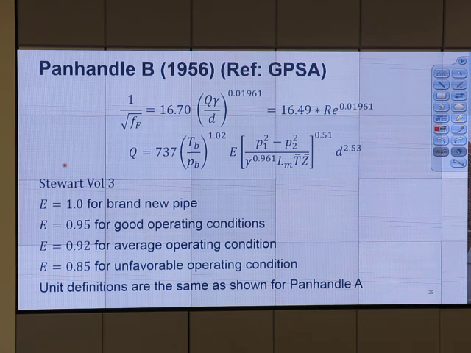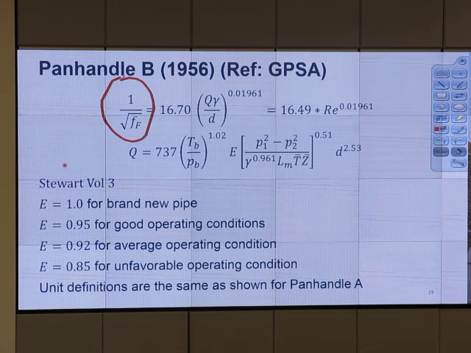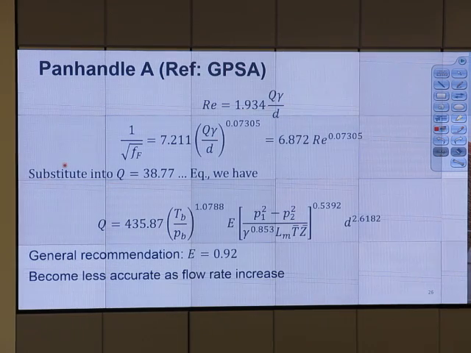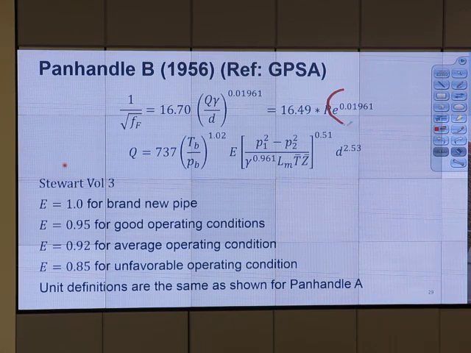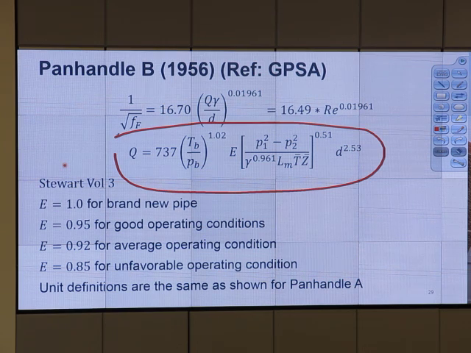It's not accurate. Okay. Panhandle B, we have another way for transmission factor, 1 over square root F. Previously, we used 6.872 real number to the power of 0.073 something. Now we use a different value. Okay, put it back in, we get another equation. Panhandle B is for cross-country pipeline. It is more updated than Panhandle A.